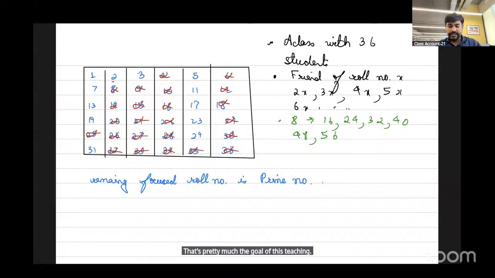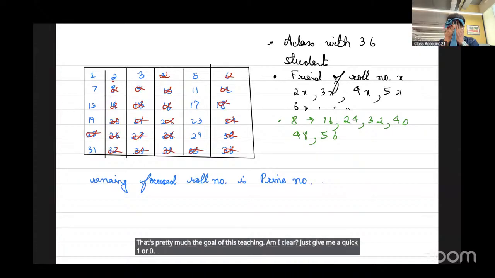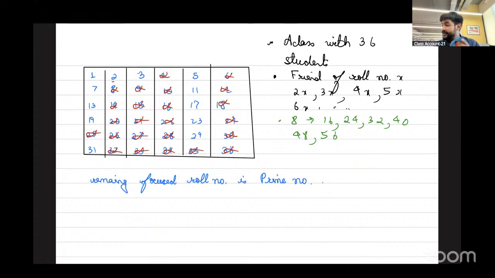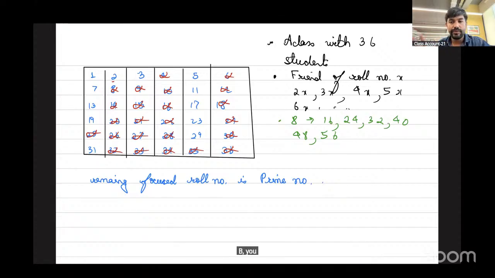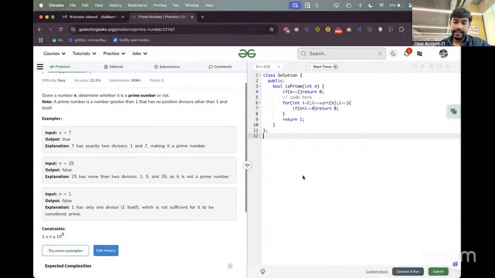Am I clear? Just give me a quick 1 or 0. Give me a quick 1 or 0. Take a screenshot of this and you would never forget. Whenever you see all these lines, you would remember it. Am I clear? Give me a quick 1.